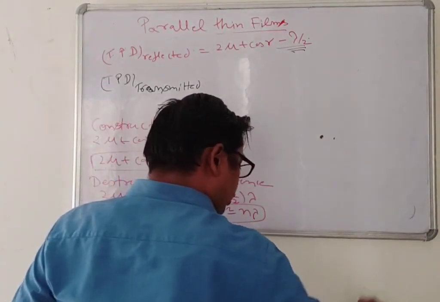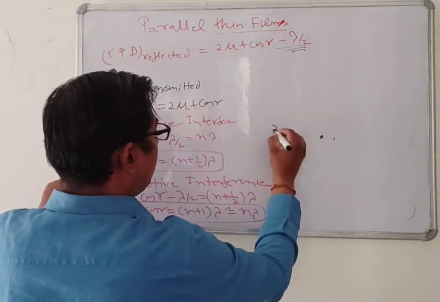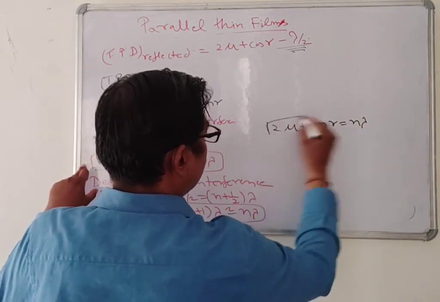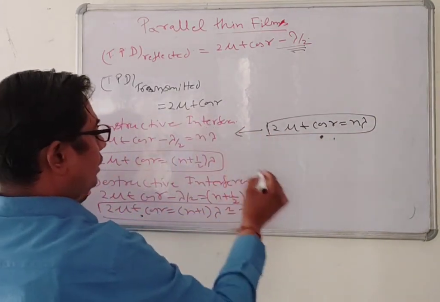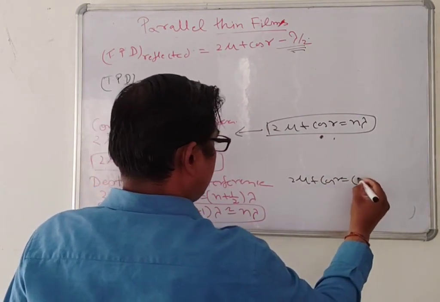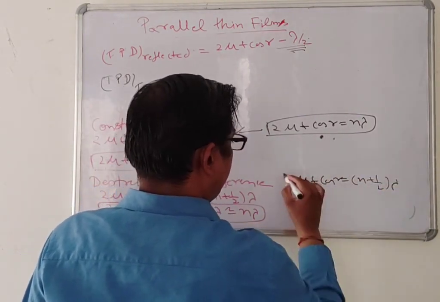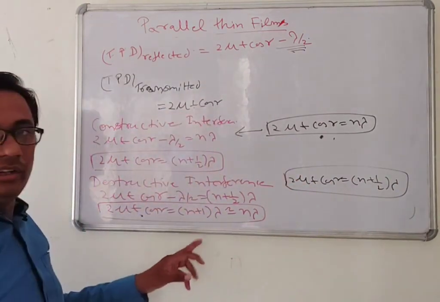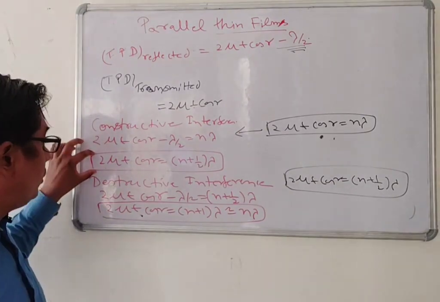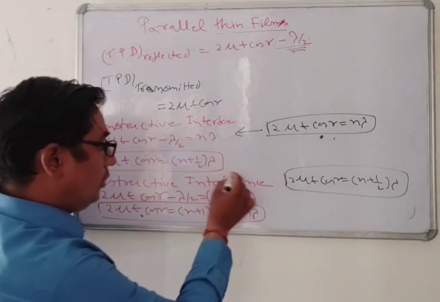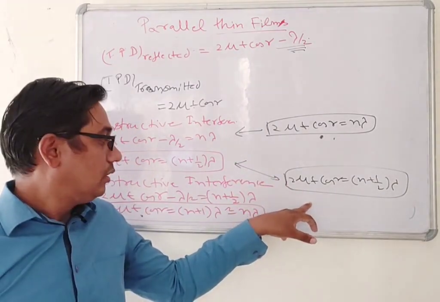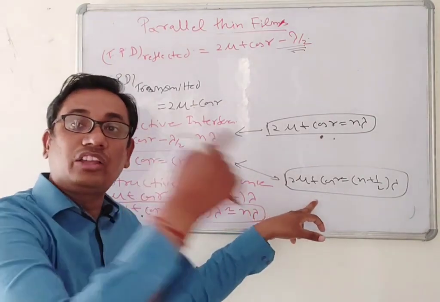But in the case of the transmitted light, you will see that 2 mu t cos r is equal to n lambda. This is the condition for constructive interference, and 2 mu t cos r equal to n plus half lambda is the condition for destructive interference. You can see that the condition for constructive interference is equal to the destructive interference condition in the case of the reflected light.